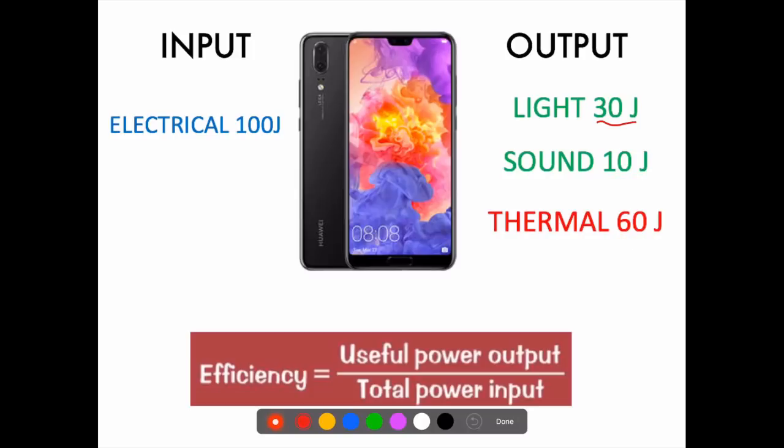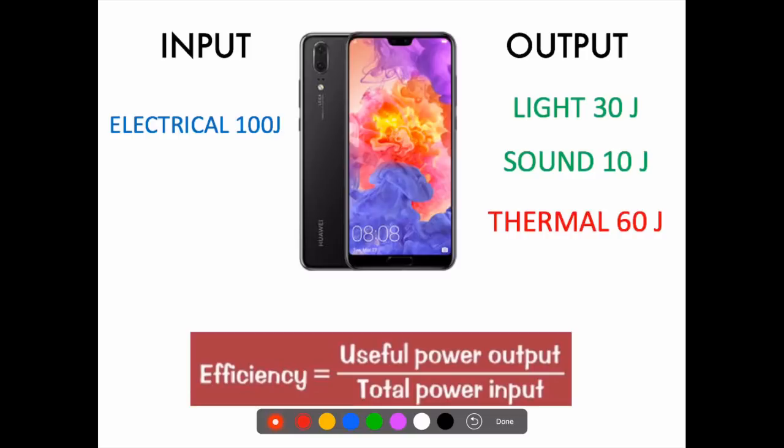So one of the rules is that you have to make sure that energy in is equal to energy out. So 100 in, 100 out. However, we can see that the device has transformed the energy. Now, from these three, we know that light and sound are useful because light has to come out so you can see your phone, and sound so that you can hear whatever you're listening to. Whereas thermal is a waste energy. You don't use your phone to heat up your hand or to keep you warm. So that's a waste energy.